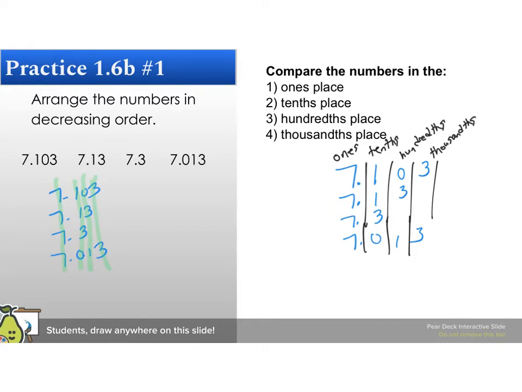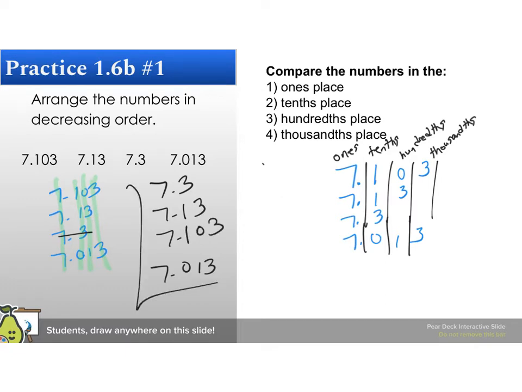And so the largest one that I can see, they all start with 7, and the largest is going to be 7.3. The smallest is going to be 7.013. And the next, it'll be 7.13 and 7.103. So this is my answer.